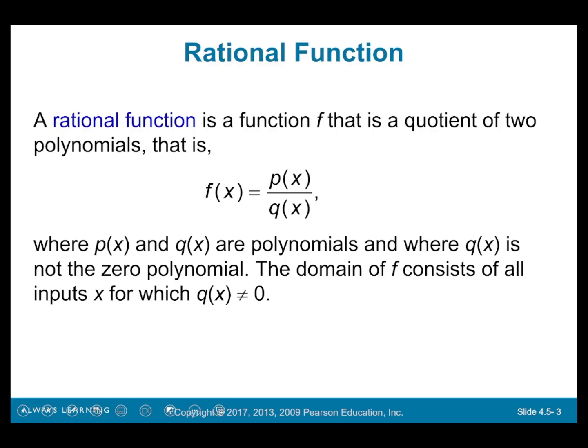So a rational function is any function f that is a quotient of two polynomials. So how we're going to refer to this is as p of x over q of x. In general, p of x is always our numerator function and q of x is our denominator function. And so the domain, of course, of this type of function, which we've seen in the past, is all inputs of x for which q of x is non-zero.